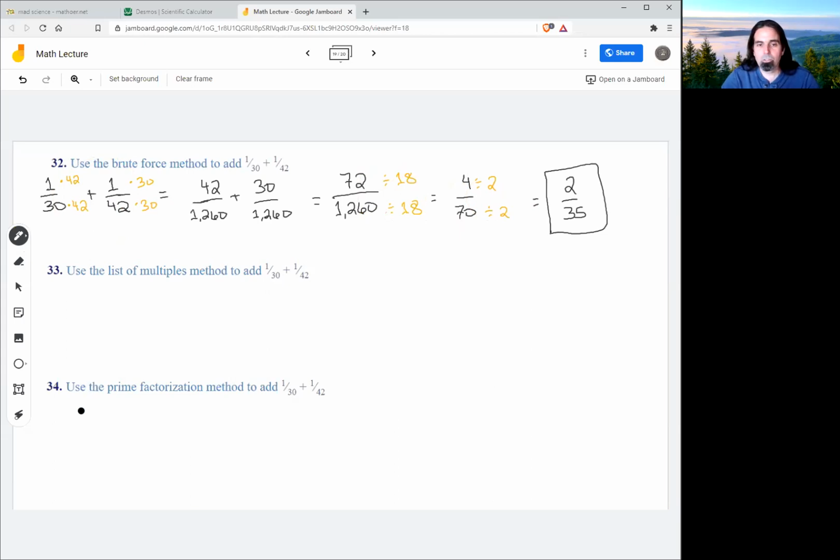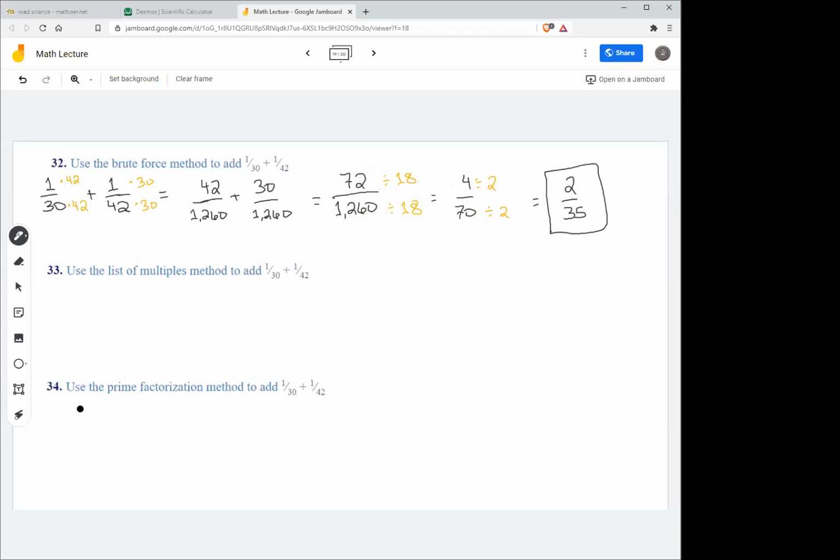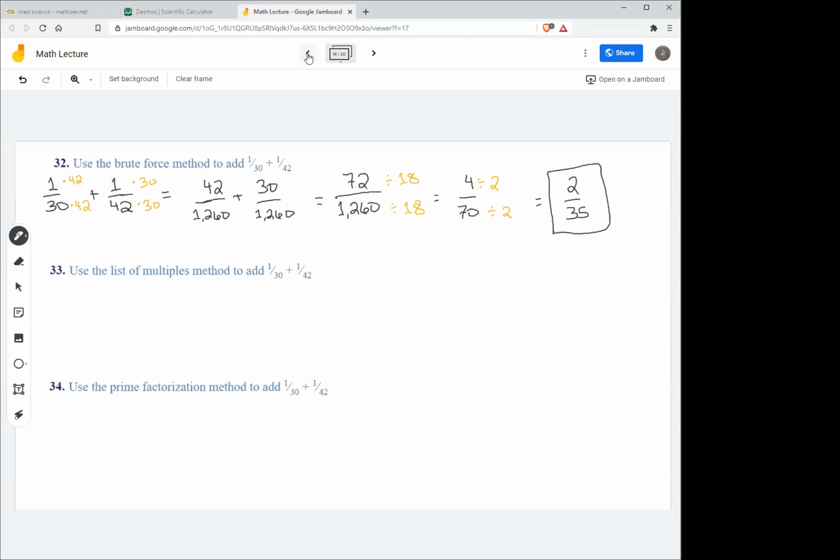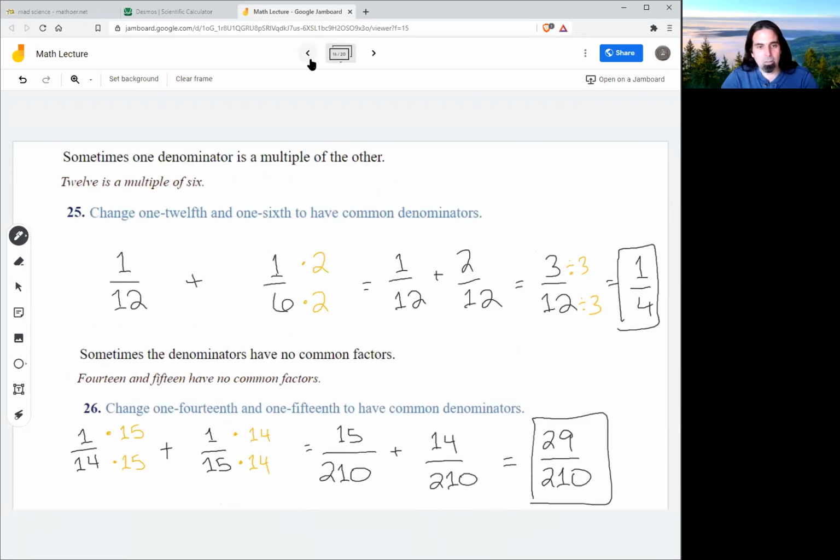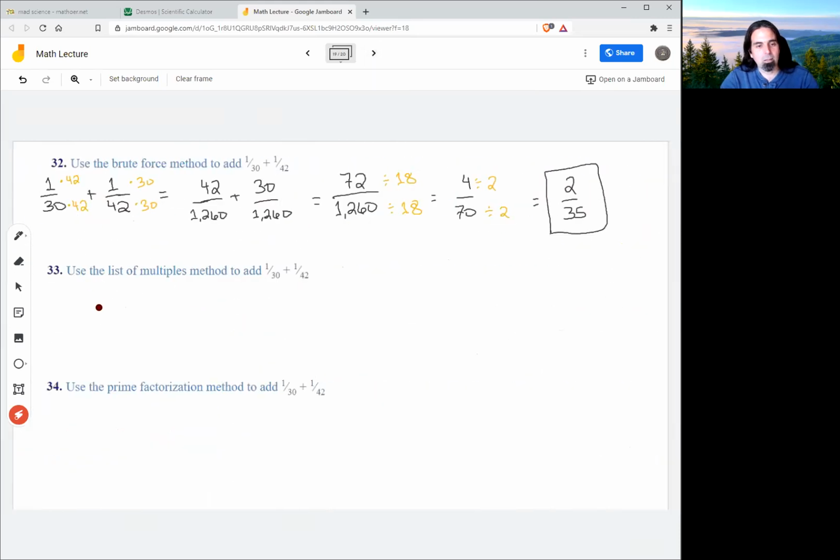Questions about the brute force method? I'm good. Okay, so no one's favorite, but again, if they have no common factors, we have no choice. That's the only thing that works. This time there are common factors.